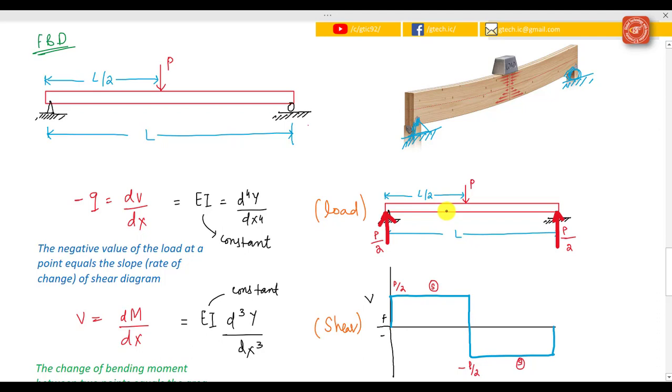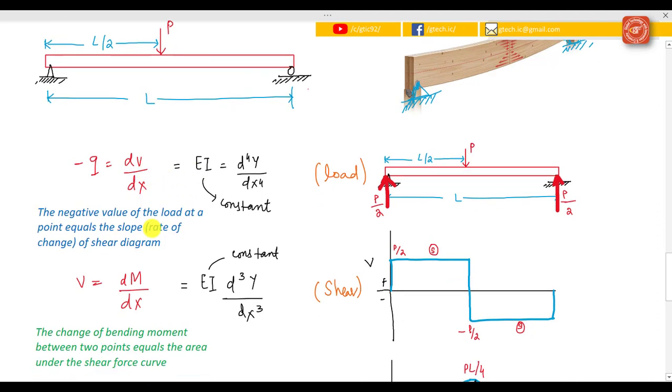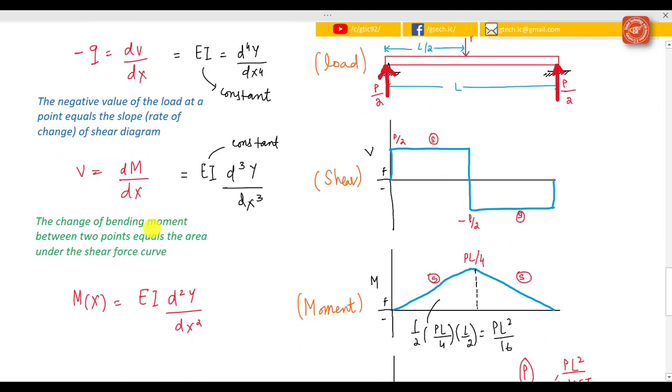So if you recall my previous lecture, we came up with this relation, that is, the negative value of the load at a point is equal to the slope or the rate of change of the shear diagram. So minus w is equal to dV over dx. This is what our shear diagram looks like. We already covered in detail how we can draw the shear force diagram.